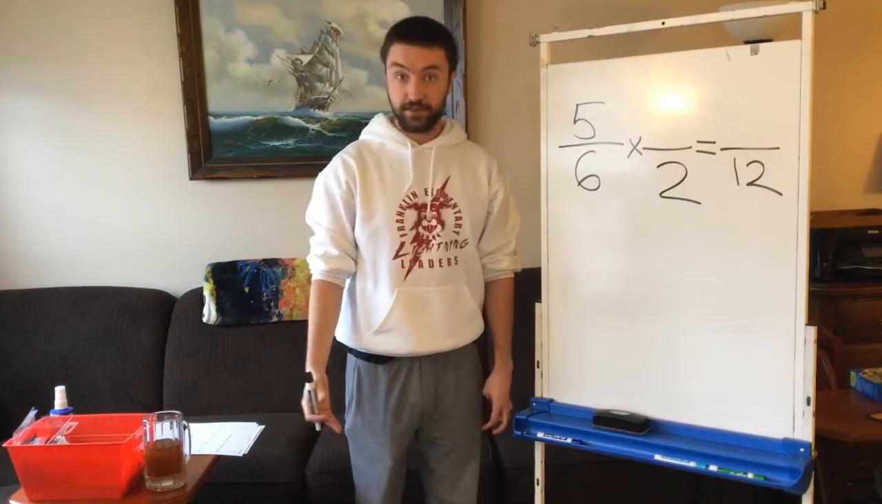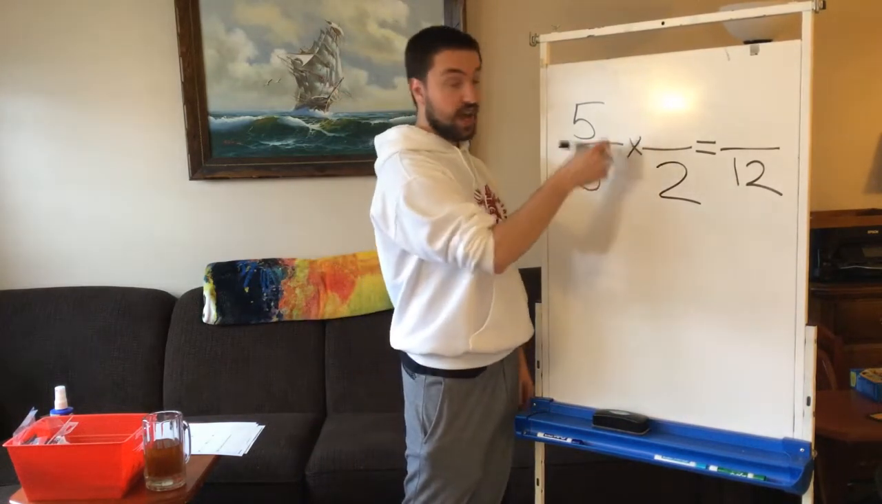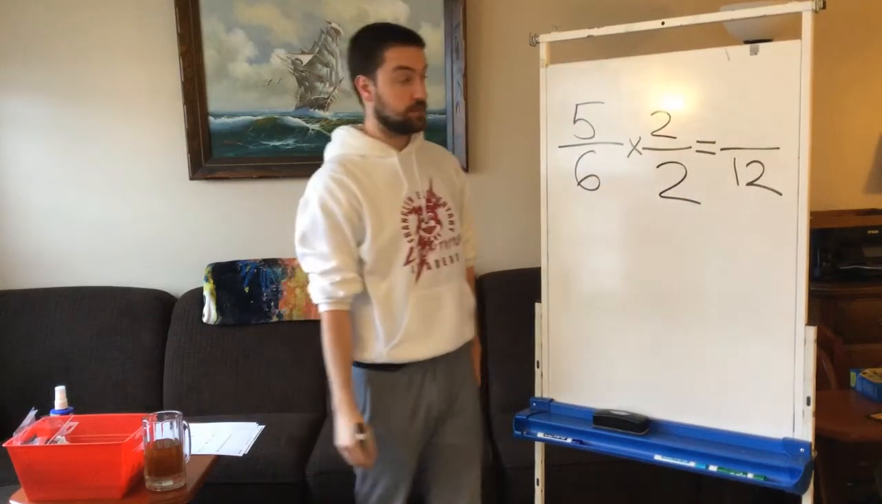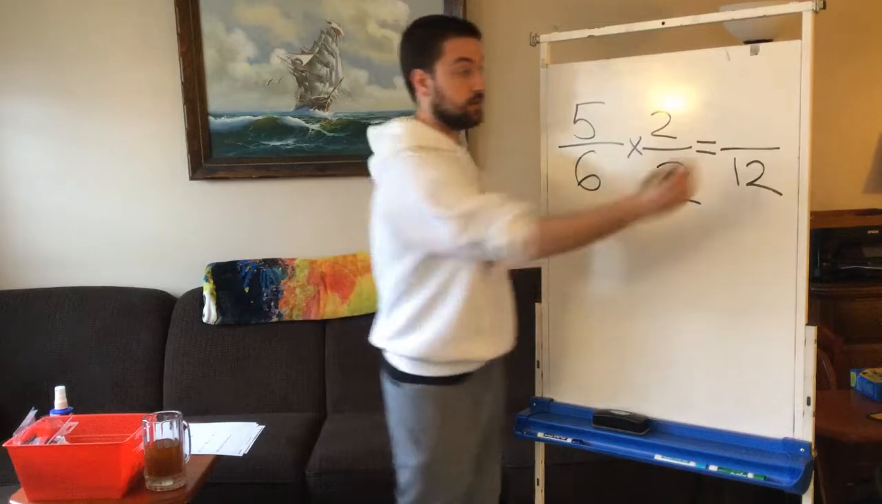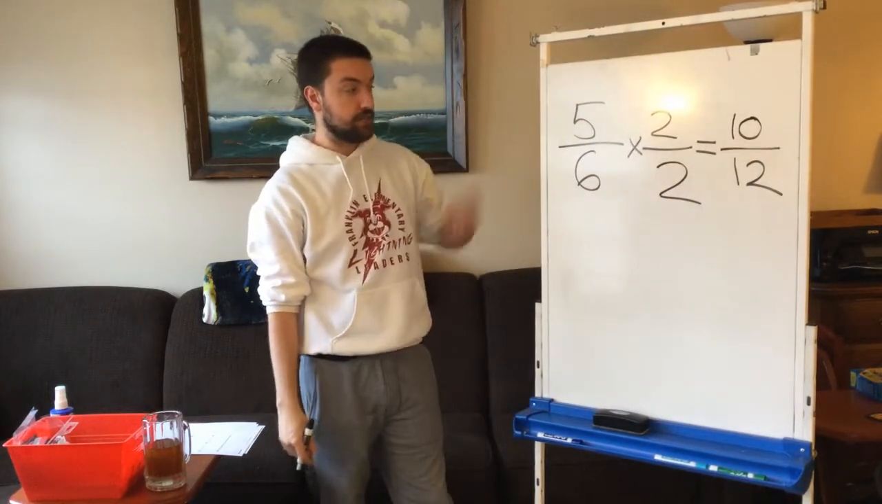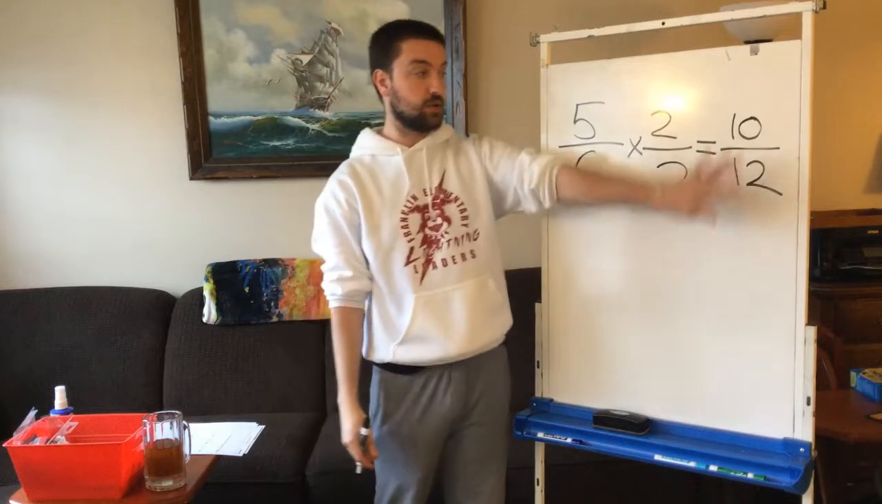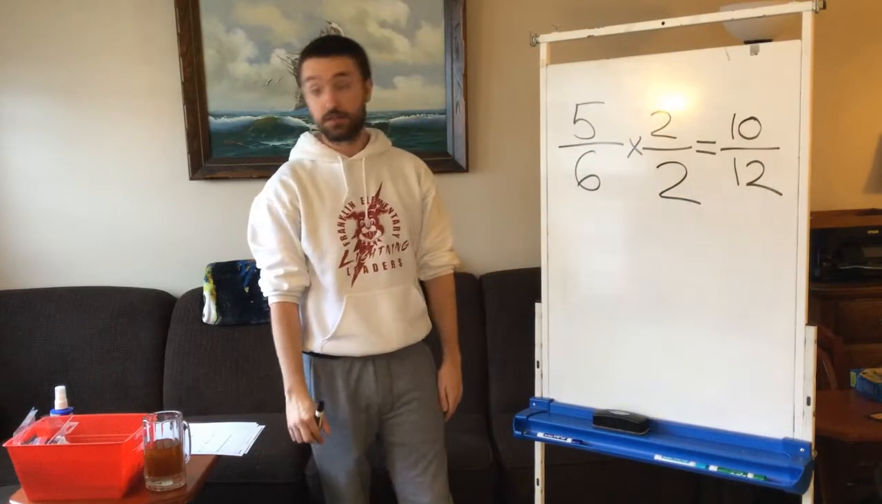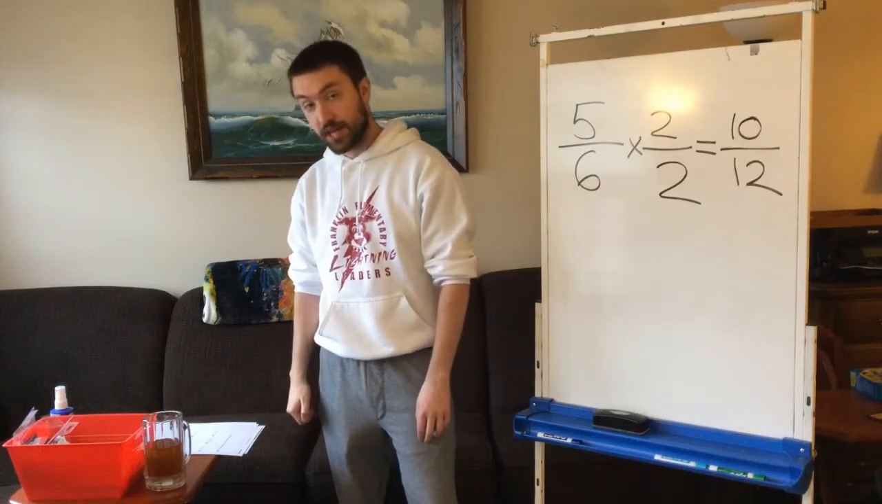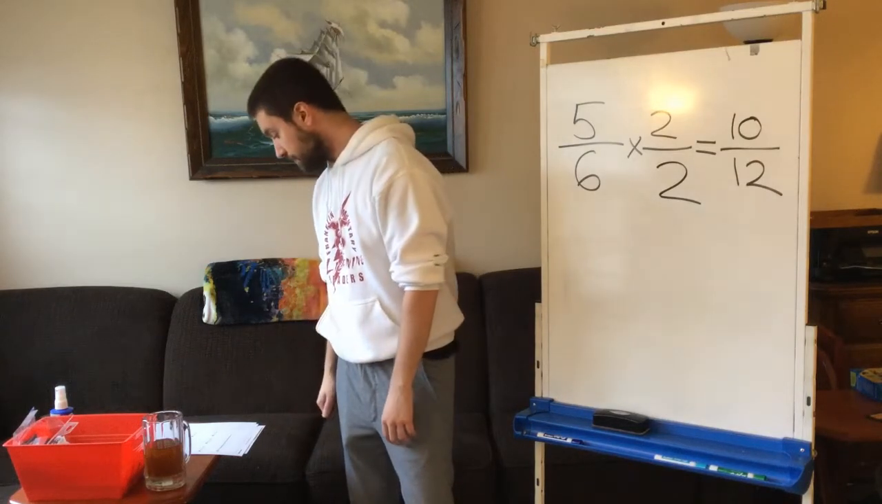Now my rule again, what I do to one digit, I have to do to the other. So 5 times 2, 5, 10. Now I know that 5 sixths times 2 equals 10 twelfths. As always, the answers are going to be put at the end of this video.